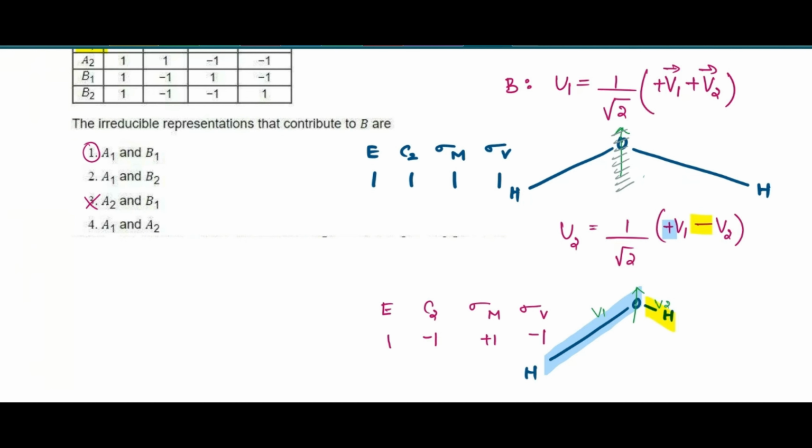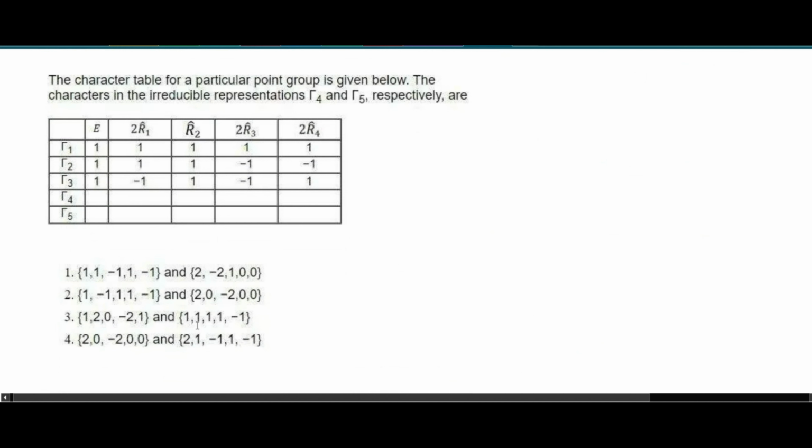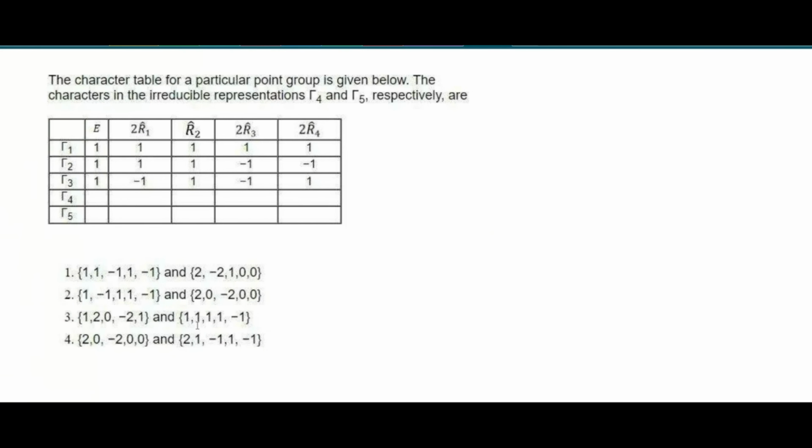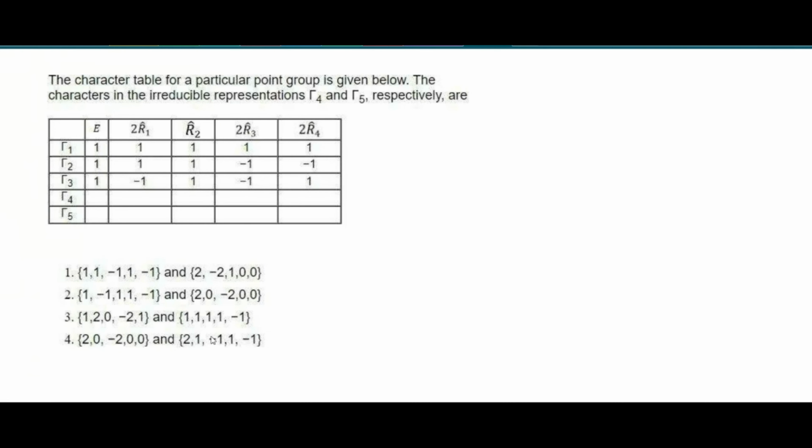Okay, next. All right. So in this question, the character table for a particular point group is given to you, and they produce a representation. Options 4 and 5 are given. Okay, first of all, find the order. What is the order of this particular character table? How many symmetry elements? 1 plus 2, 3 plus 1, 4 plus 2, 6 plus 2, 8.